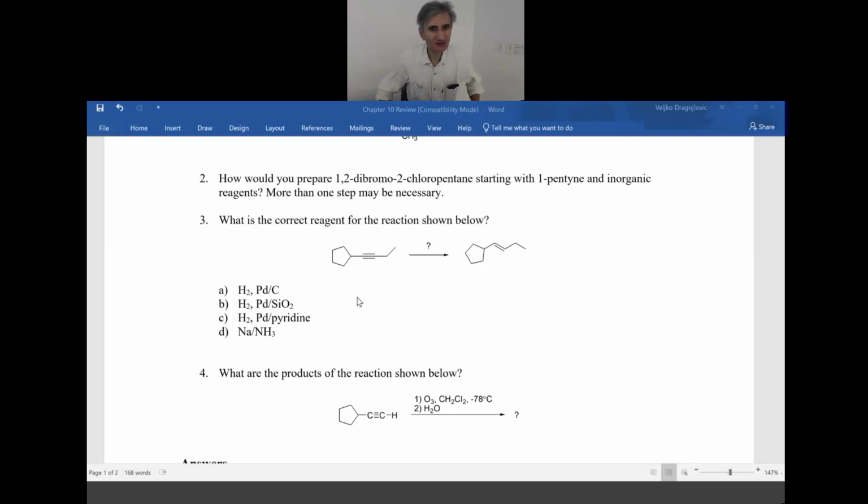And actually, I can see right now that I have made a mistake. This was supposed to be cis, but I don't have a program now to fix that, so I will fix that. This question was intended to ask you what is the correct reagent for the reaction shown below, where the product is actually a cis alkene, not trans. As written, the correct answer would have been D, sodium in liquid ammonia. And actually this should be liquid ammonia.